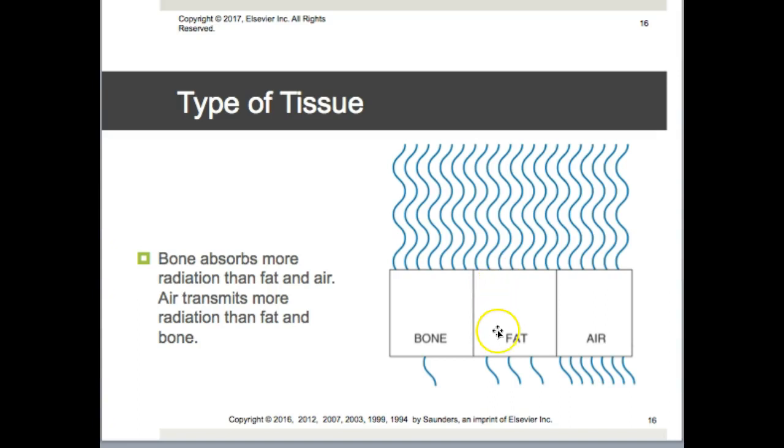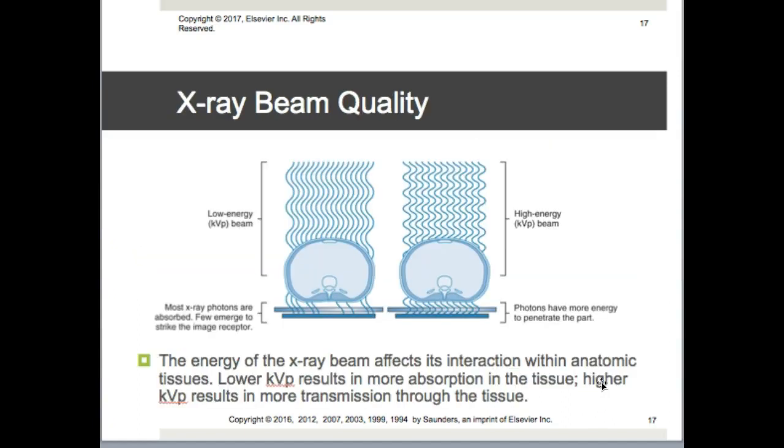So when you're looking at your image, right down here is your image receptor. This is going to be white because only one photon got through, compared to the air where a bunch of photons came through, so it's going to be darker.